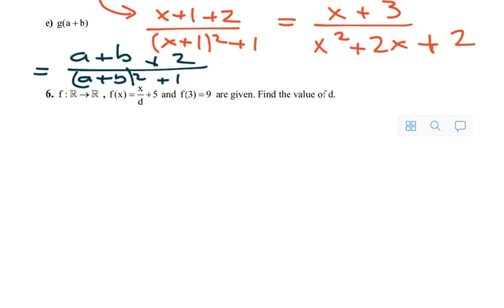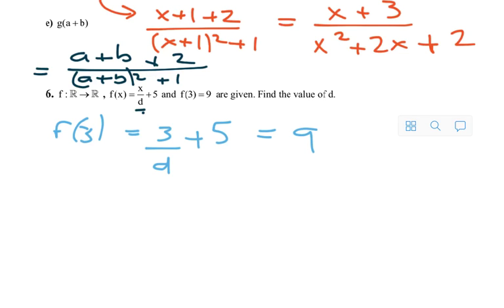Question 6 then. We're given a function and we're told that f of 3 is 9, or the image of 3 is 9. Find the value of d, given that d is a part of our function. So what does that tell us then? If we input 3 into our function, the value that we get out is going to be 9. So f of 3 is going to be equal to 3 divided by d plus 5, and that's going to be equal to 9.